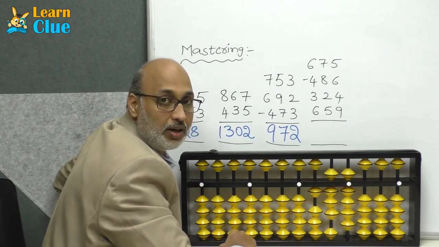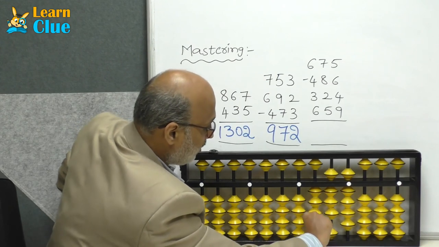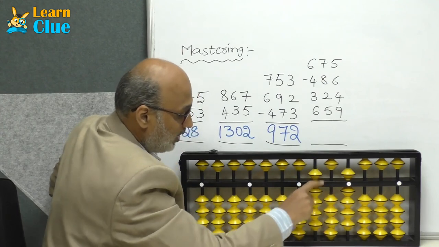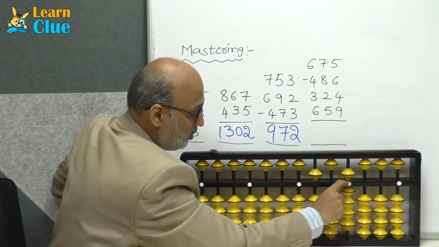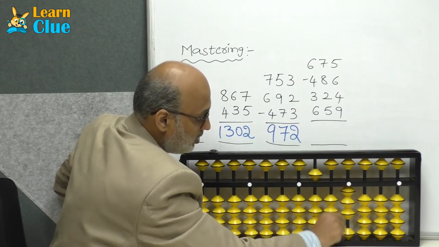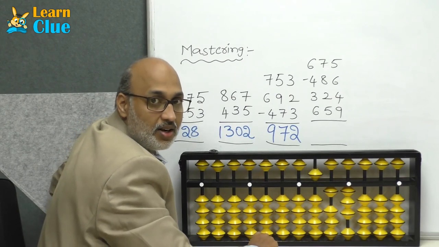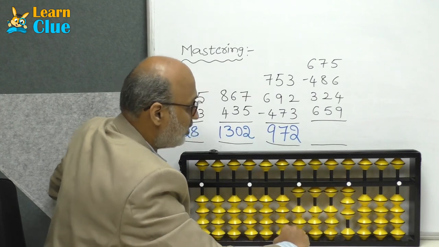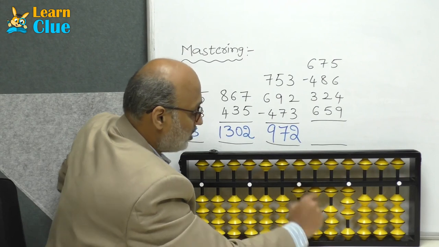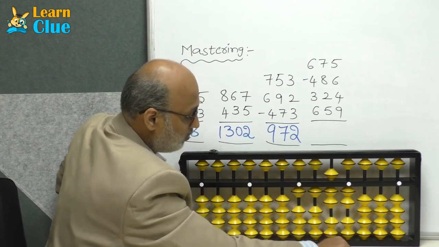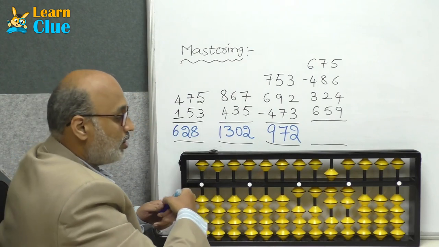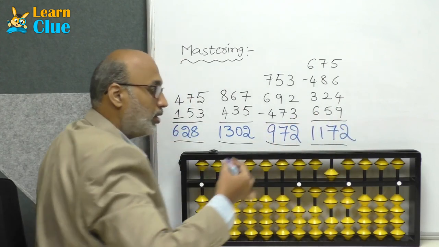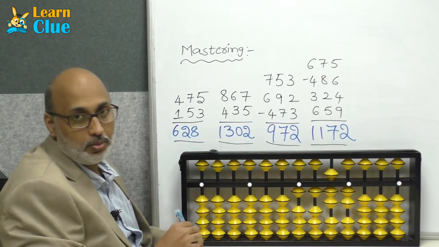Now we are supposed to do 324. Plus 300, plus 20. Plus 20 is nothing but minus 80 plus 100. Plus 4. Plus 4 is nothing but minus 6 plus 10. Plus 659. This is plus 600, plus 1 minus 5 plus 10, plus 50, plus 9 minus 1 plus 10. Now tell me what is the answer. 1172. This is how we are supposed to do the problems. Okay.